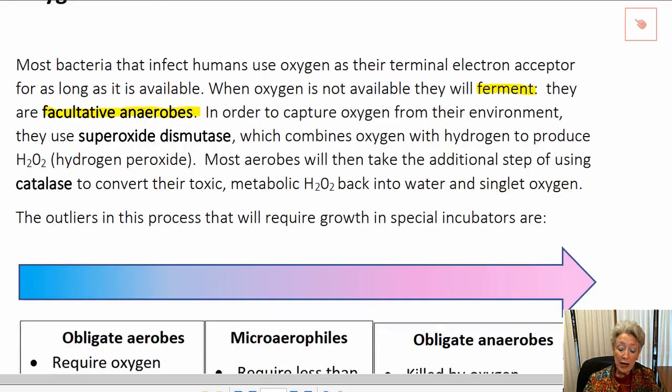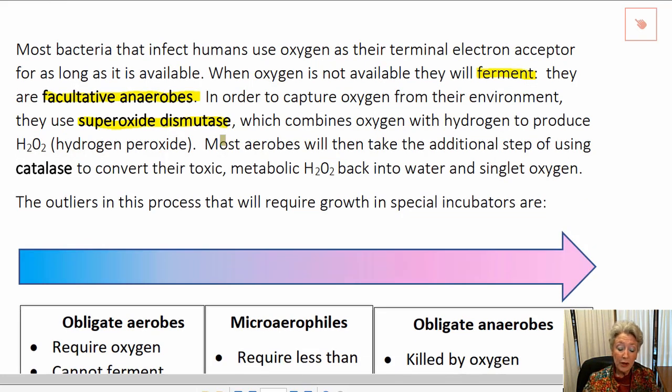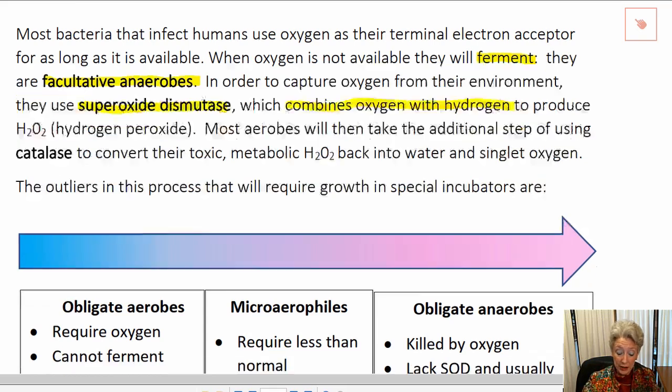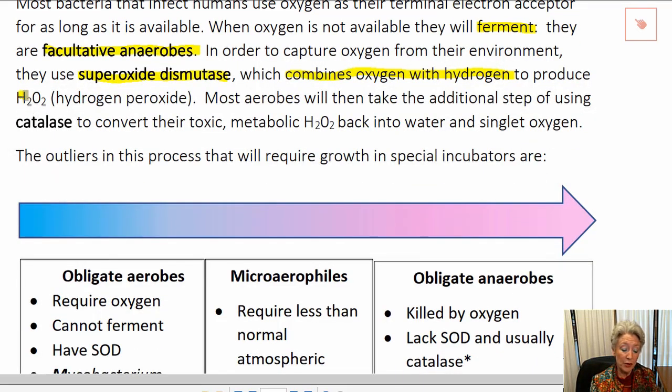Now, in order to capture oxygen from the environment, most of my facultative anaerobes will have superoxide dismutase, and my aerobes as well. This is the way it's captured from the environment. And the equation that results is that in the presence of that enzyme, I can combine oxygen and hydrogen and end up producing hydrogen peroxide.